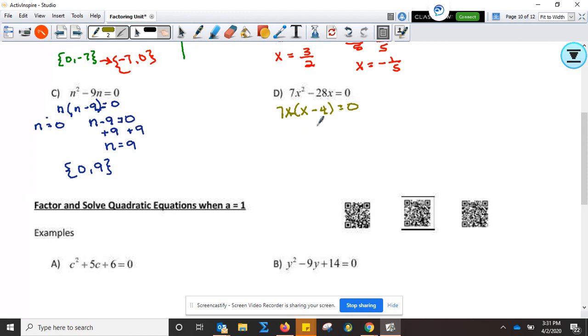Okay, so it has a 7x in common, so I'm going to GCF a 7x. Then I'm going to set my 7x equal to 0 and my x minus 4 equals 0. And solve both of those. X ends up being 0 because 0 divided by 7 is 0. Add 4. So your solutions would be 0, comma 4.